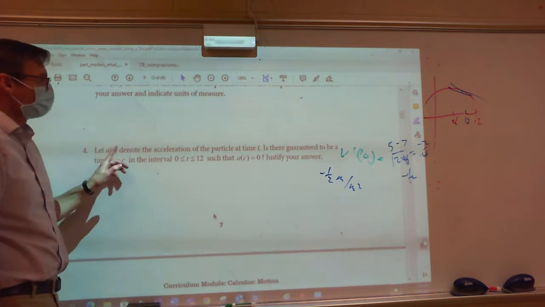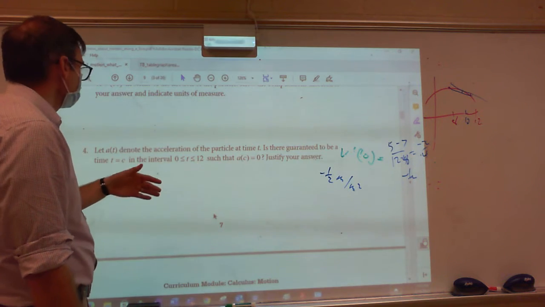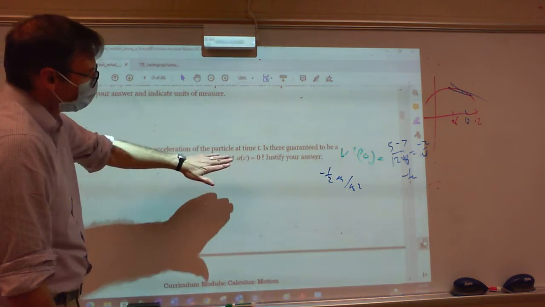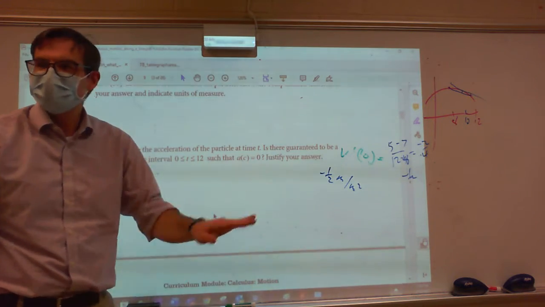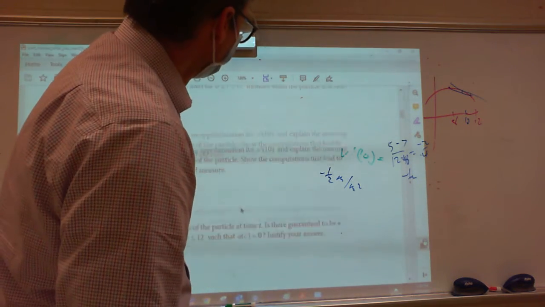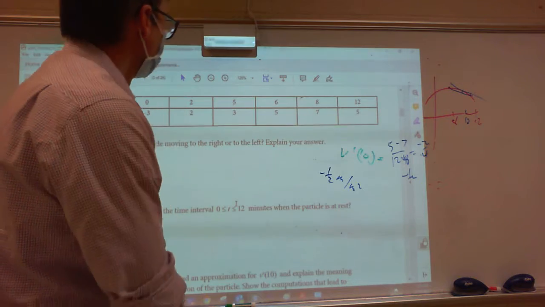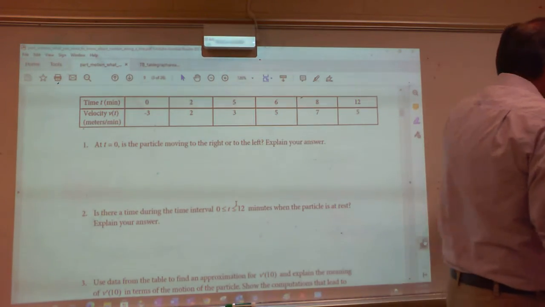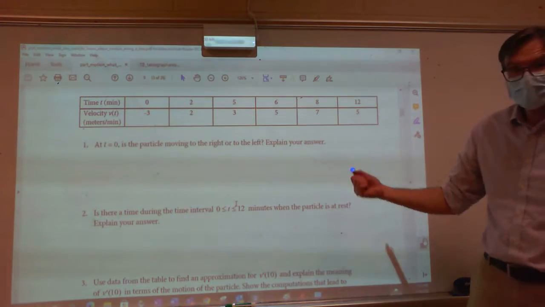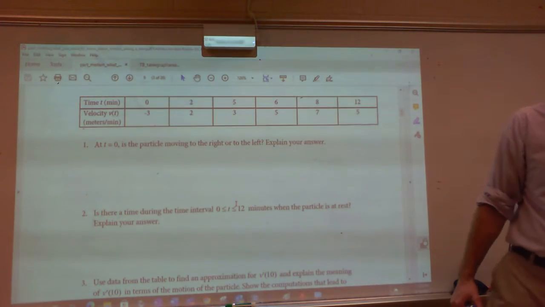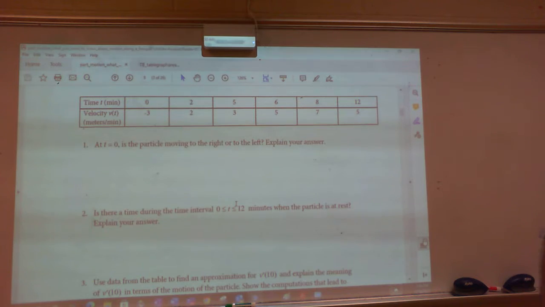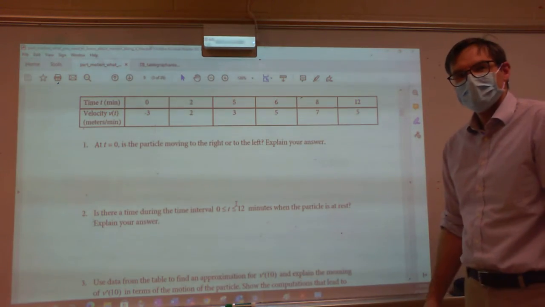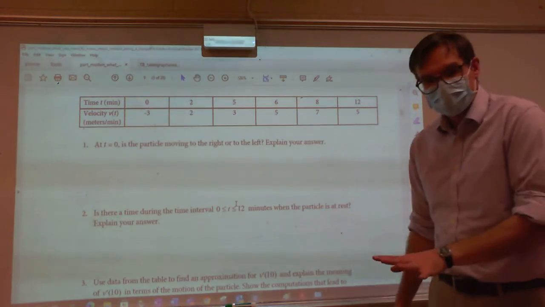It says let A equal the acceleration of the particle. Is there guaranteed to be at least one time t equals c in the interval so that the acceleration equals 0? And that is a full-on AP question. They love to ask this. So let's make sure everybody understands the question.